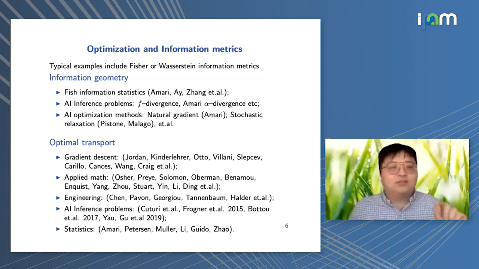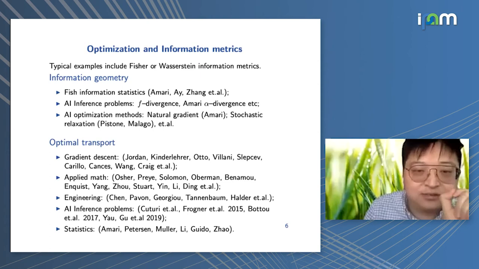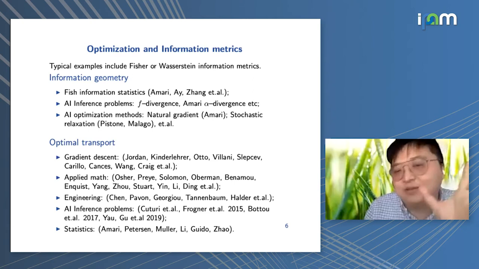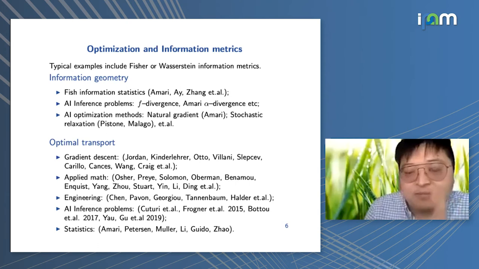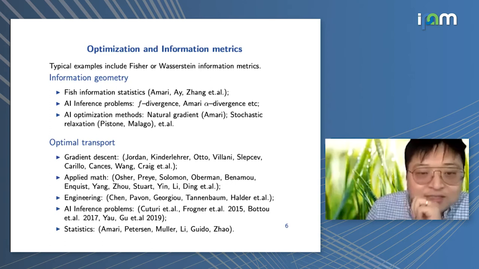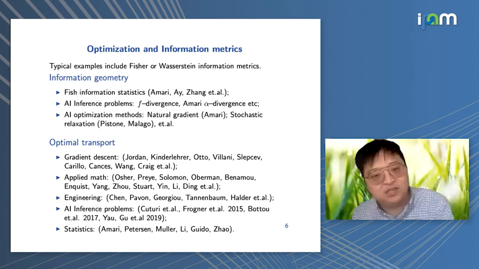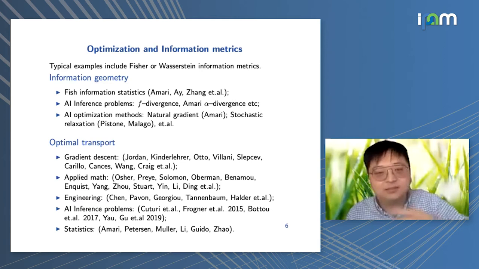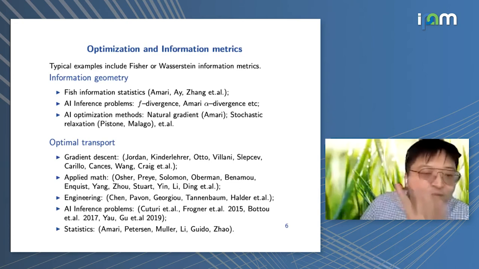Now, the third thing here is the so-called AI optimization methods. Okay, optimization is a very long topic. In particular, I'm talking about the so-called natural gradient. Natural gradient means it's like a constrained gradient using the Fisher metric. Amari is the big shot there. And the other area is called stochastic relaxation, where Pistone and Malagò are experts. So there are many different modifications of these AI optimization methods. Even the very popular Adam, to choose the step size, is a way to approximate this natural gradient. At least the motivation is like this. In the end, it can be something else. So it's a very active research area.